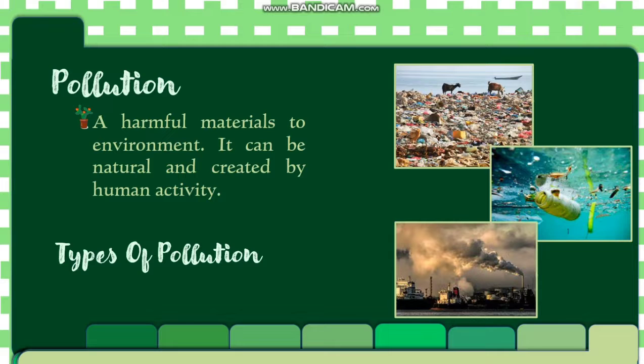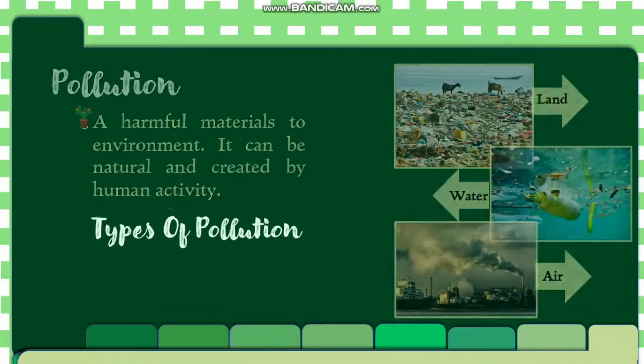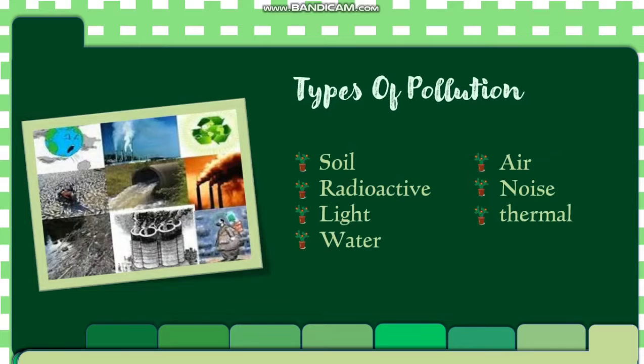Pollutants damage the quality of land, water, and air. So here we have the types of pollution: soil, radioactive, light, water, air, noise, and thermal. The coverage of this report is only the soil and the radioactive. So let's proceed.